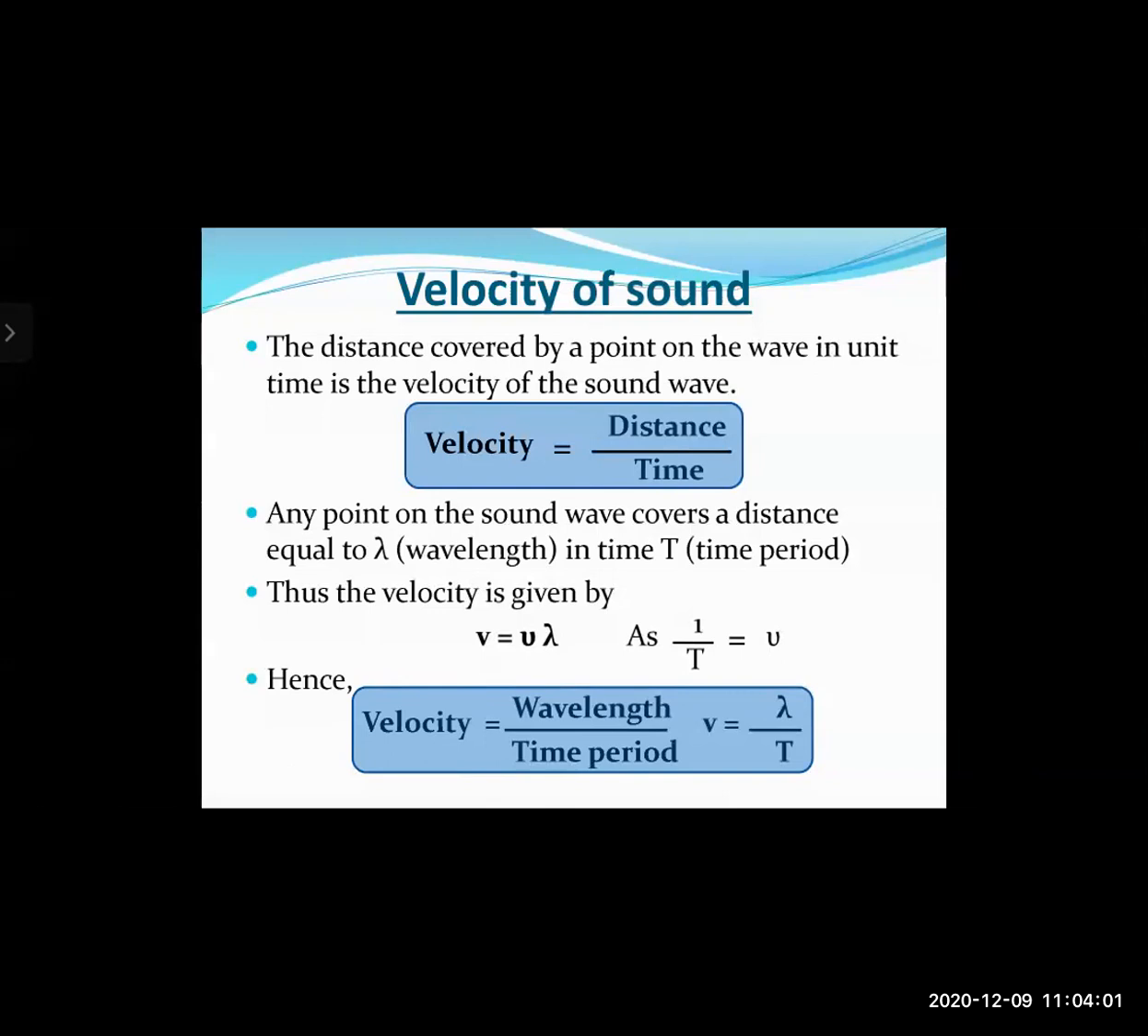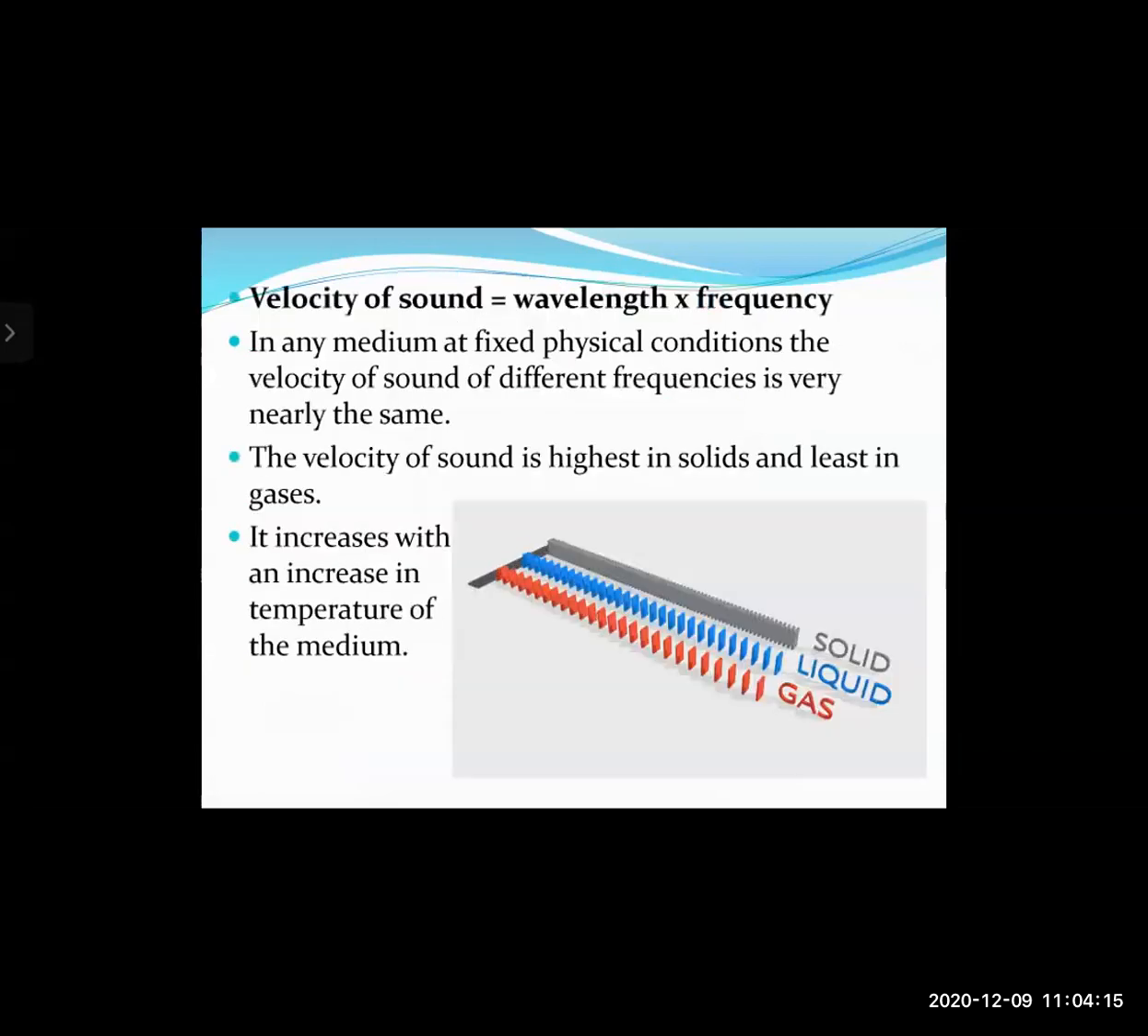So if you substitute it there, we will get V equals lambda by T, where V is the velocity of the sound, lambda is the wavelength of that sound wave, and T is the time period of that given sound wave. Let us move on ahead. So we can see velocity of sound equals wavelength into frequency.